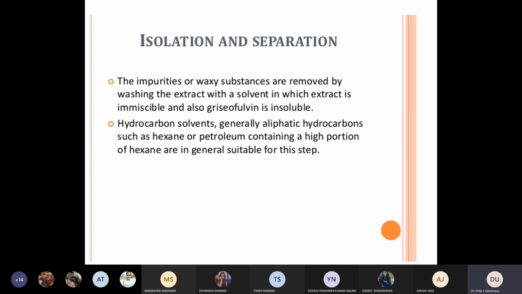Hexane, and petroleum ether containing a high proportion of hexane, are generally suitable for this step. If you use this hexane, it can be very useful. Go through this presentation. Some details may be a little too much at your level, but I think it is interesting to know how it is done if I am producing griseofulvin. That will give you full satisfaction.